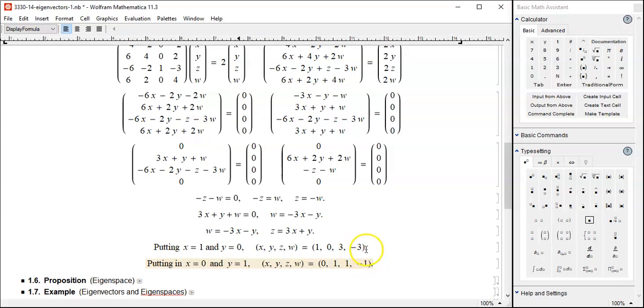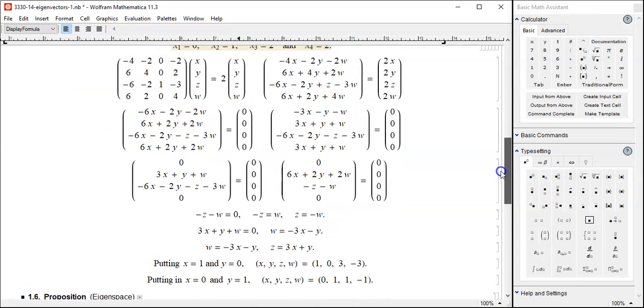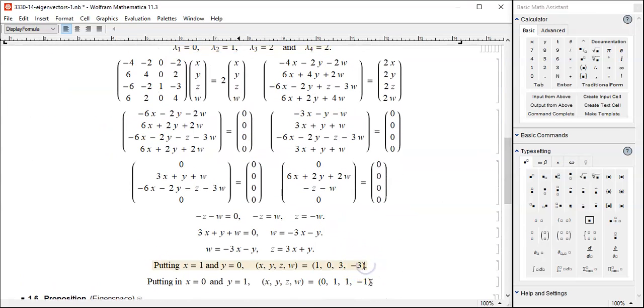So we have two eigenvectors, 1, 0, 3, negative 3, and 0, 1, 1, negative 1 from these two duplicate eigenvalues. Eigenvalue lambda equals 2 is duplicate. So it's not a surprise that we ended up with two eigenvectors associated to the same eigenvalue.